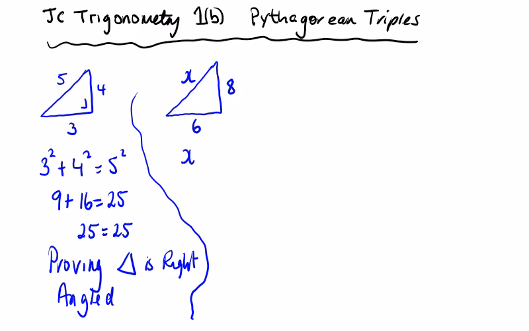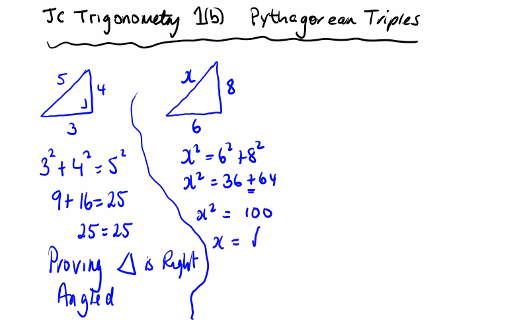I'll do it the long way once. X squared is equal to 6 squared plus 8 squared. But when you have the two straight sides, we're going to end up putting them into a square root sign and adding them. You can see here we've added them, and then the opposite of squared is square root, and the square root of 100 is 10.